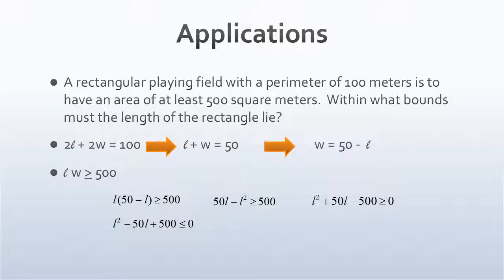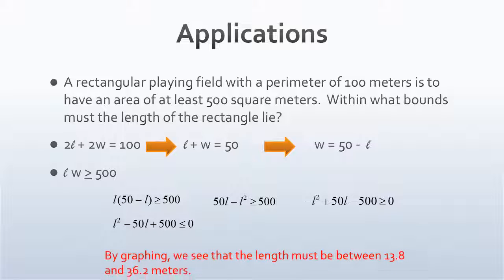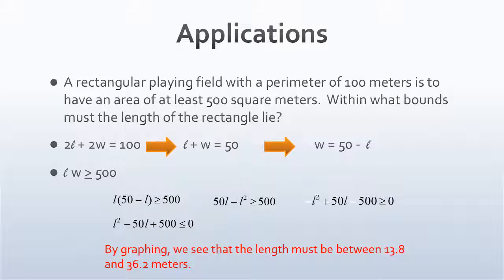And you know we don't like to have that negative up front, so we multiply everything by negative 1. But when we multiply both sides of an inequality by a negative number, we must reverse the inequality symbol. So now we have L squared minus 50L plus 500 is less than or equal to 0. When we graph, we see that the length of the field must be between 13.8 and 36.2 meters.